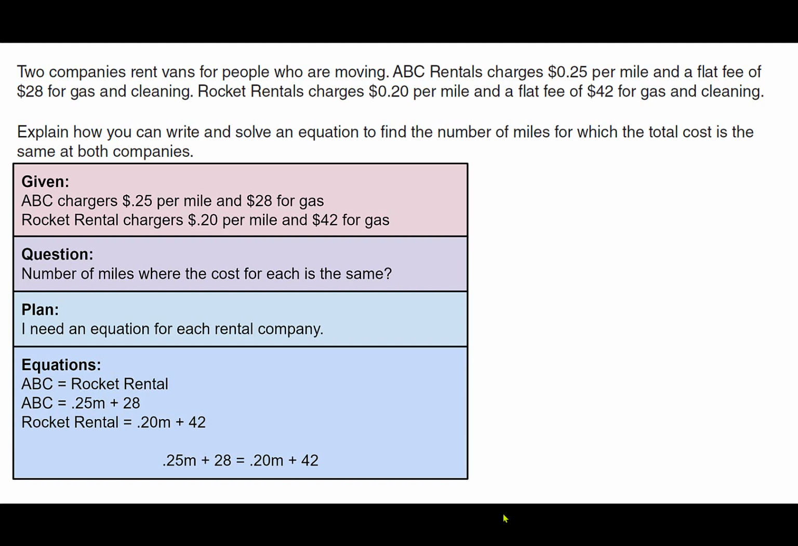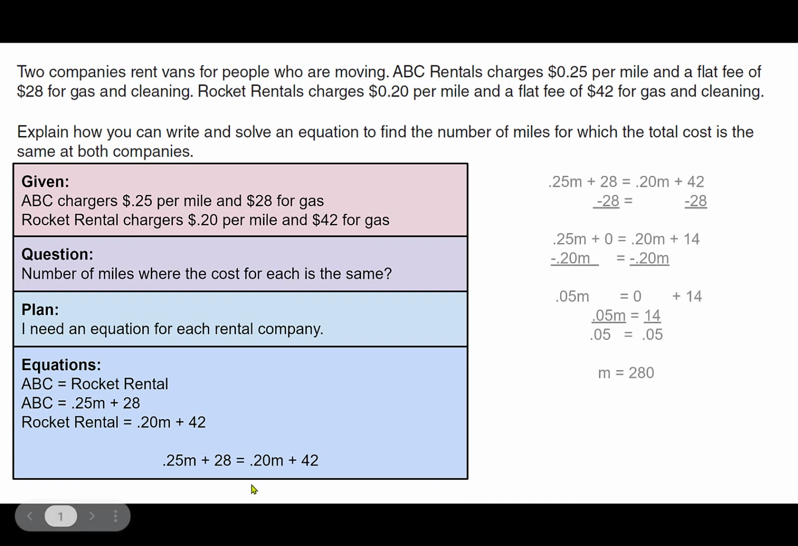Under Rocket Rental, it's almost the exact same. I just substitute how much they're going to charge per mile and how much they charge for gas. And then you can see at the very bottom there, I've set the two equations equal to each other because in the problem it said that the cost is the same. Where they're the same is where they'll be equal.